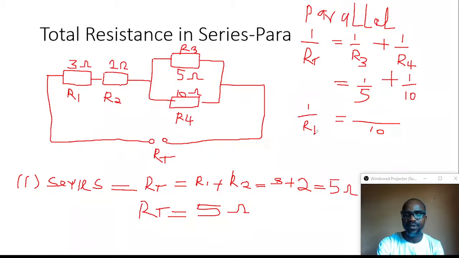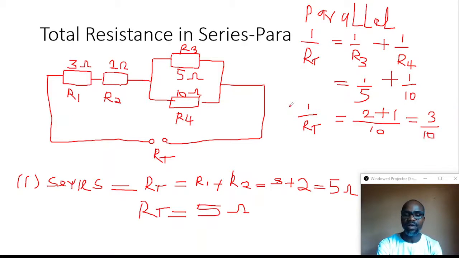After which we are going to find only RT, the total resistance. So what do we have here? We have 10 as the LCM of 5 and 10. So 5 divided into 10 gives 2, and 2 times 1 is going to be 2, right? Good. So we have another 1: 10 divided by itself is 1, and 1 times 1 is 1. Nothing changes. And at the end we have 3 over 10.